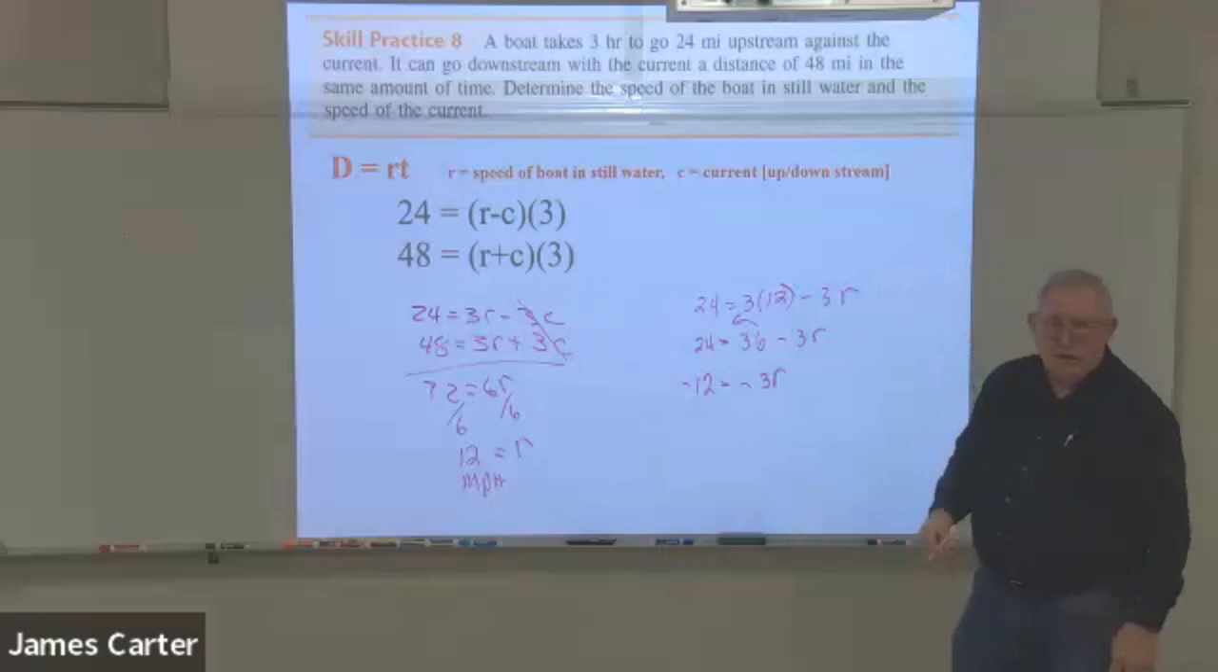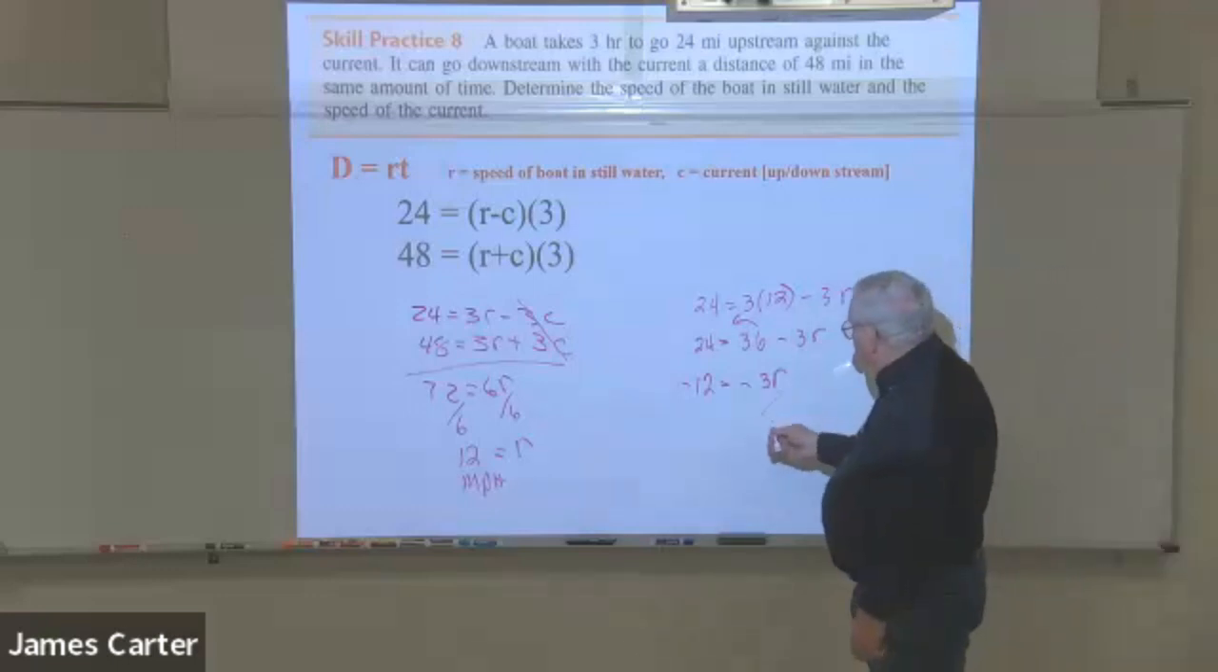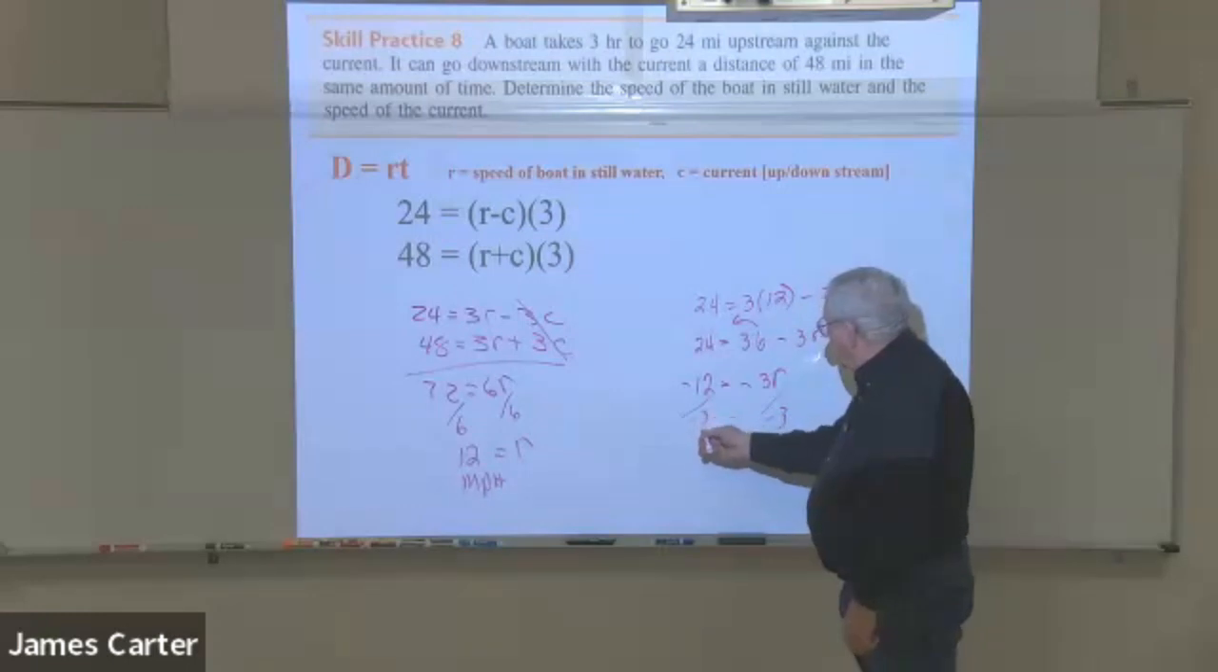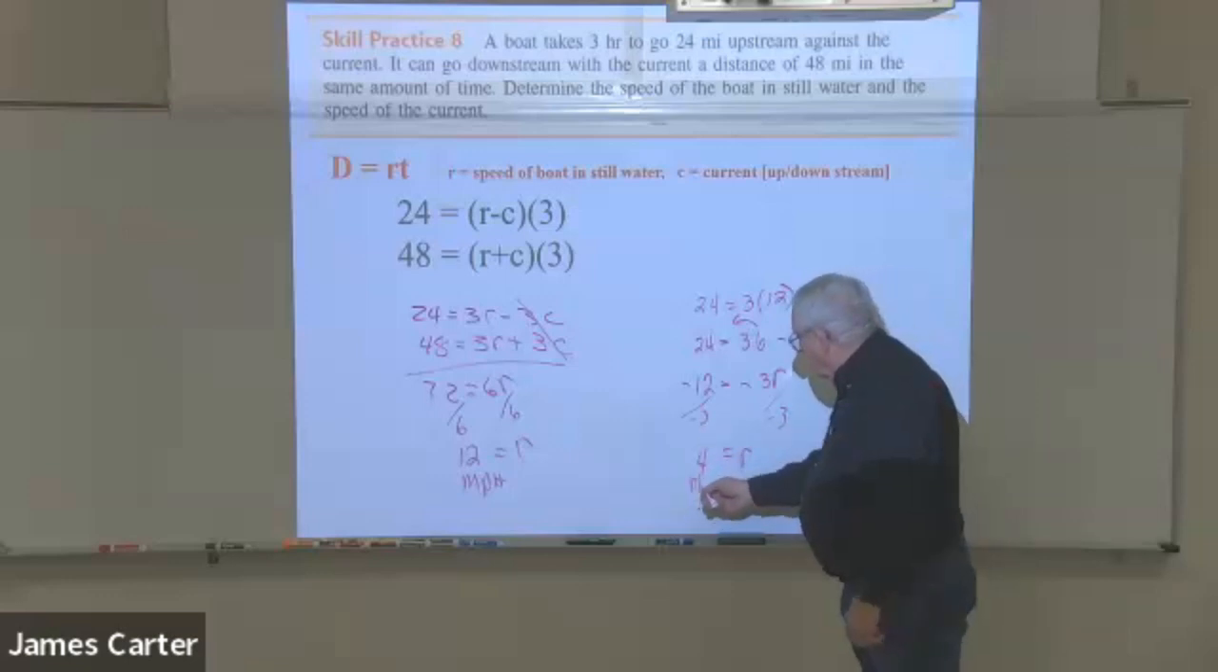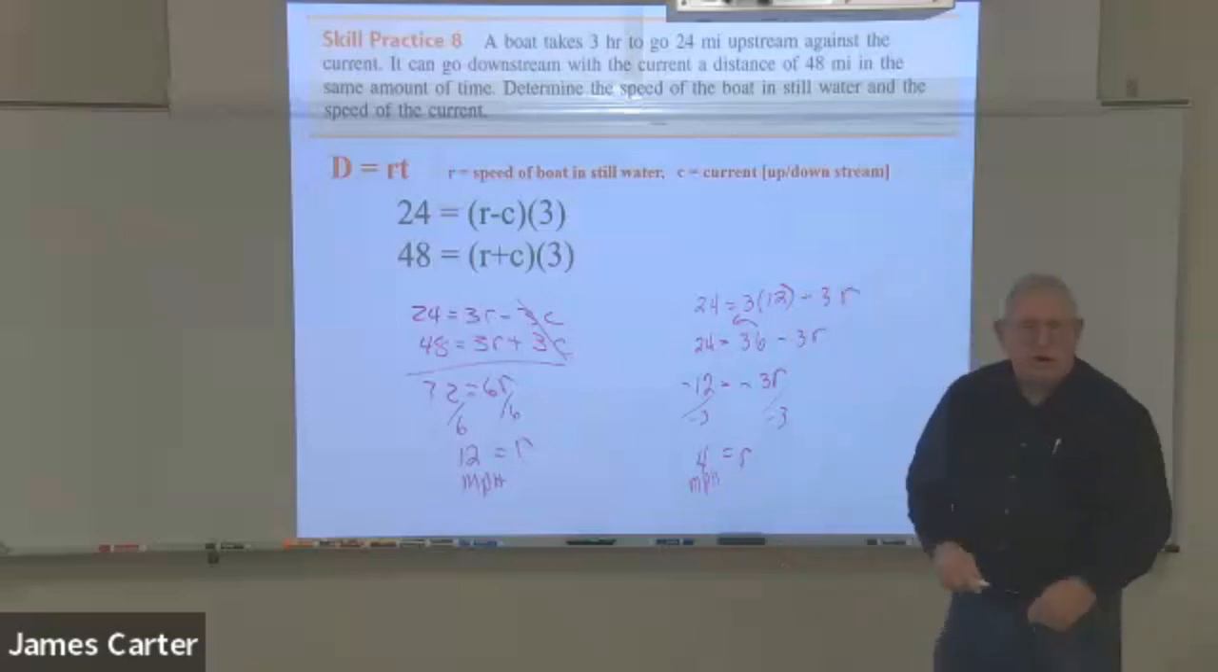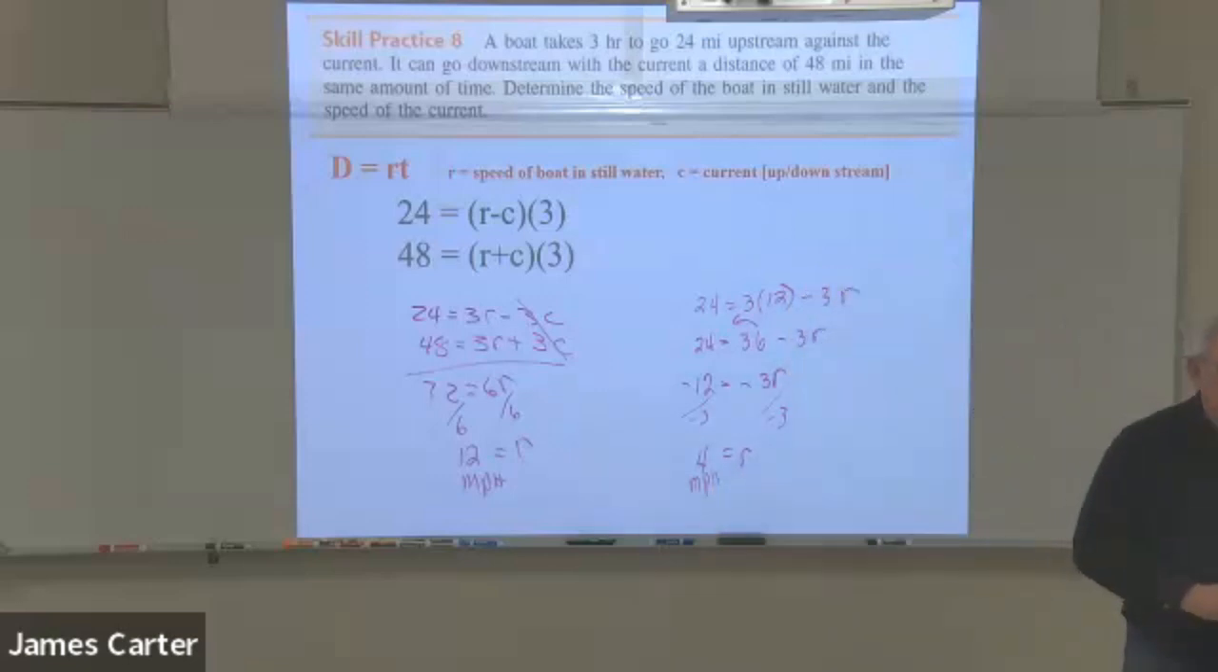Everyone with me on that? Divide by negative 3 on both sides. And I get C equals, in this case, 4 miles per hour. And that is the current. Okay.